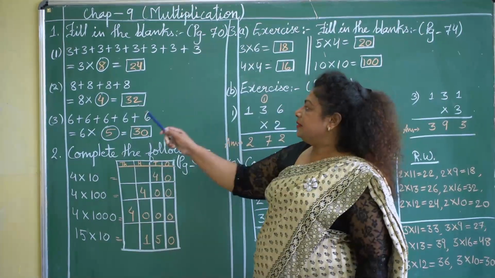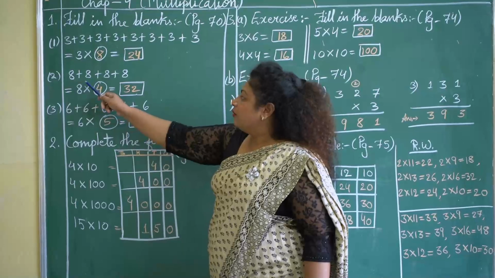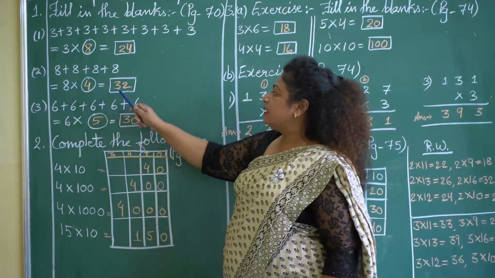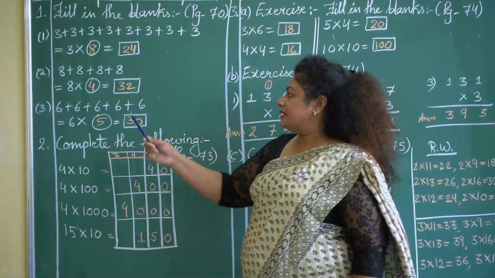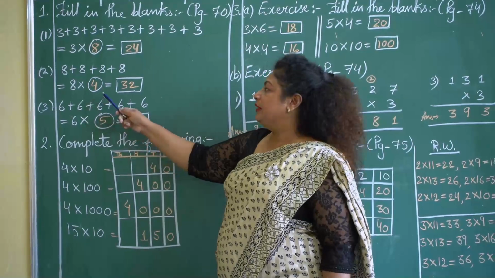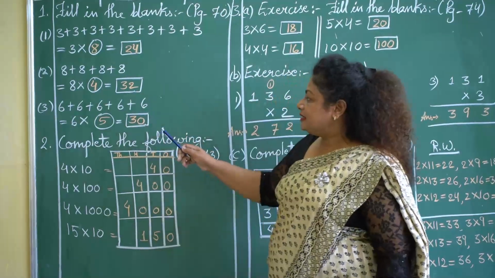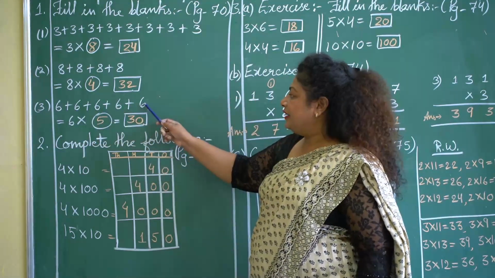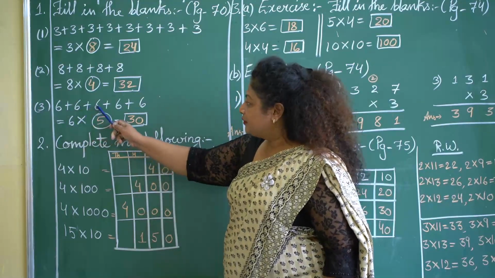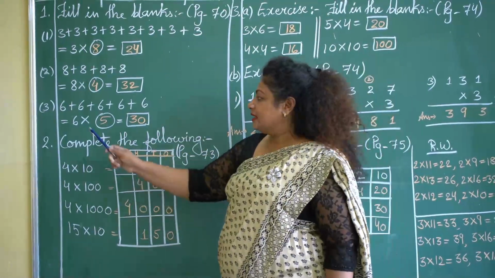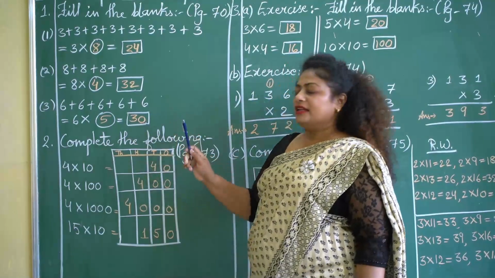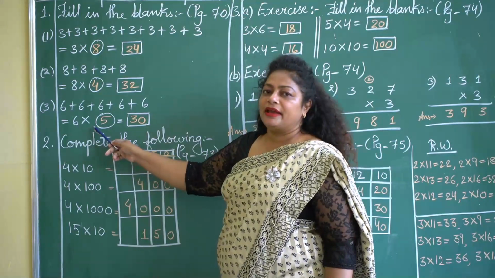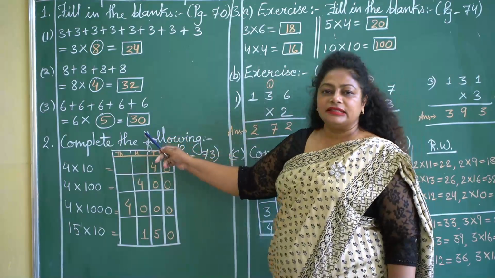Let us come to the next sum. The number 8 is repeated 1, 2, 3, 4 times. That means 8 4s are 32, or in other words we can say 8 multiplied by 4 will give you the answer 32. Let us see the next number. The number 6. The number 6 is repeated 5 times. Let us count 1, 2, 3, 4, 5. That means 6 5s is 30, that you have already learnt, or in other words we will say 6 multiplied by 5 will give you the answer 30.